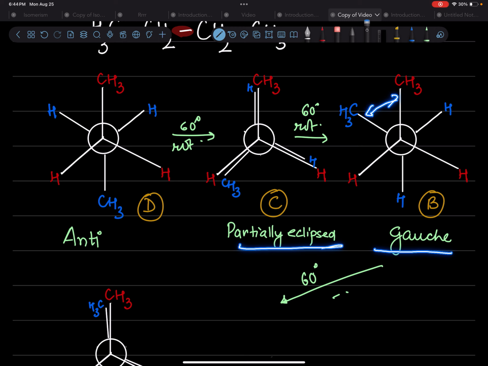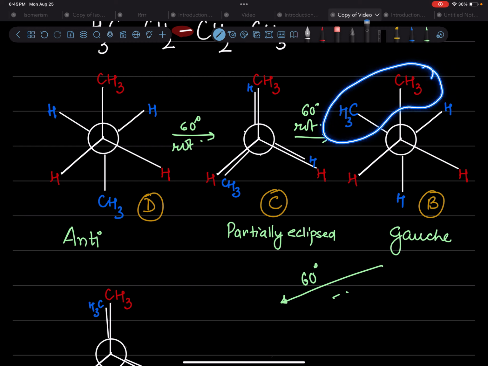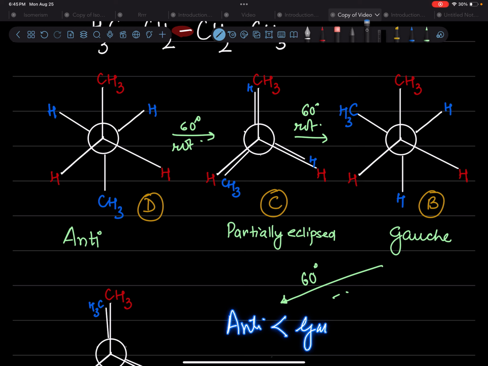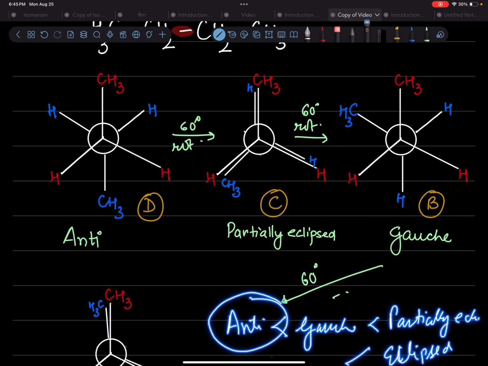They're far apart. So yes, there are interactions because the bulky groups are almost 60 degrees closer to each other, but it is always less energetic than the partially eclipsed where they're so close to each other. So the energy would be: anti having the least energy, followed by Gauche, followed by partially eclipsed, followed by eclipsed. So this is, I am writing about energy. So anti has the least energy, right? And is the most stable conformation.